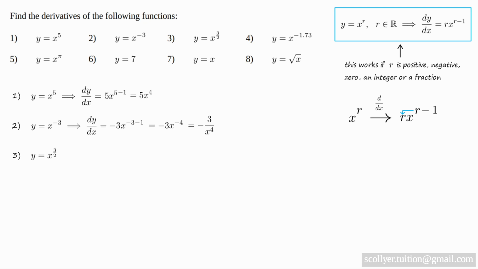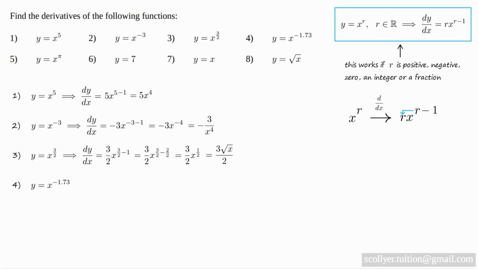Problem 3, y equals x to the power 3 over 2. So dy by dx equals 3 over 2 x to the power 3 over 2 minus 1, which equals 3 over 2 x to the power 3 over 2 minus 2 over 2, which becomes 3 over 2 x to the power 1/2, and that becomes 3 root x over 2, since x to the power 1/2 equals root x.